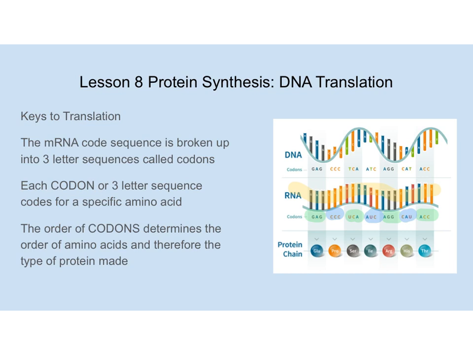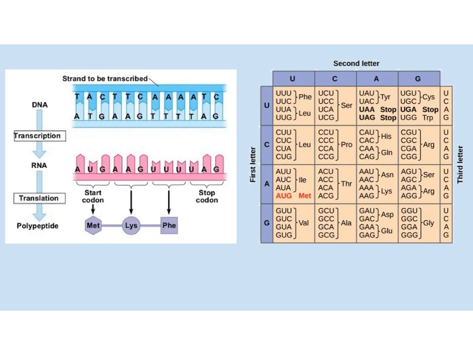It gets read 3 letters at a time because 3 letters represent an amino acid. So GAG represents the amino acid glutamine, CCC represents proline, UCA represents serine, and AUC represents isoleucine. The order of these letters corresponds to the order of the amino acids, which makes the different proteins. So the order of the codons determines the order of the amino acids and therefore the type of protein made. It becomes a little clearer when we do an example.